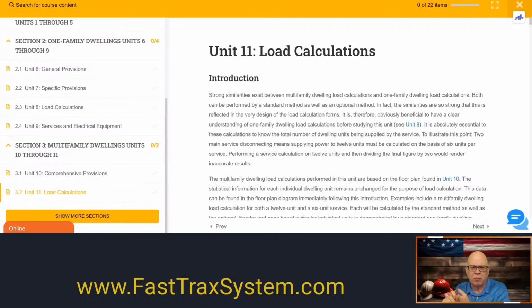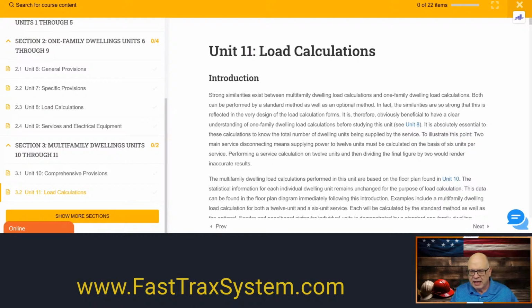Now, 8's dealing with single-family dwellings, and we not only teach you the standard method, but also the optional method. And then we work you through the forms. And you hear me talking about forms, and you haven't seen a form yet. You're going to see something in a minute. But you walk through it, and as you're doing it, our form will give you code references in case you get lost.